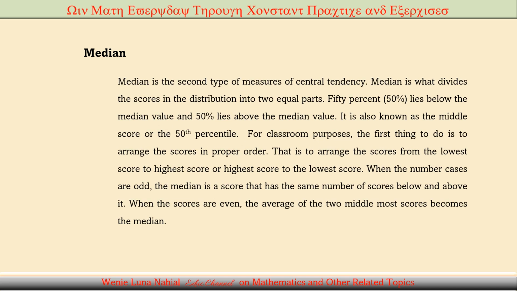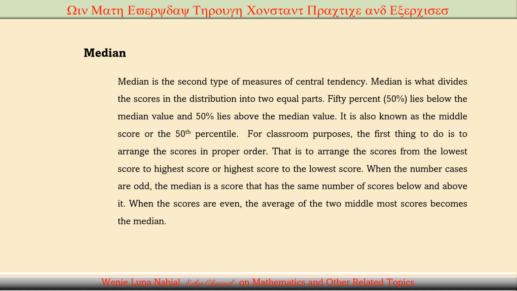Median is the second type of measure of central tendency. Median is what divides the scores in the distribution into two equal parts. 50% lies below the median value and 50% lies above the median value. It is also known as the middle score or the 50th percentile.